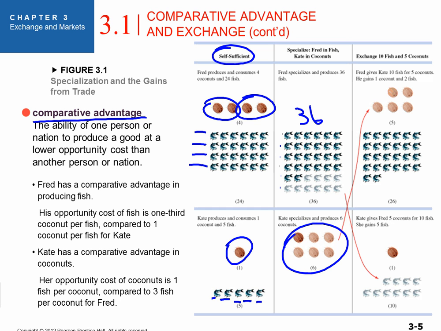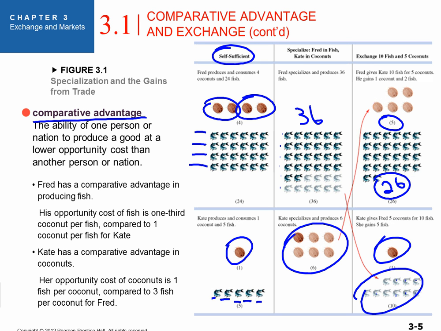Now, if they decide to trade, then depending on the terms of the trade, it's possible that Fred could end up with, let's see, 24 fish plus 2, that's 26 fish and 5 coconuts. And then if Kate trades as well, obviously, she's going to end up with 1, 2, 3, 4, 5, 6, 7, 8, 9, 10 fish and 1 coconut.